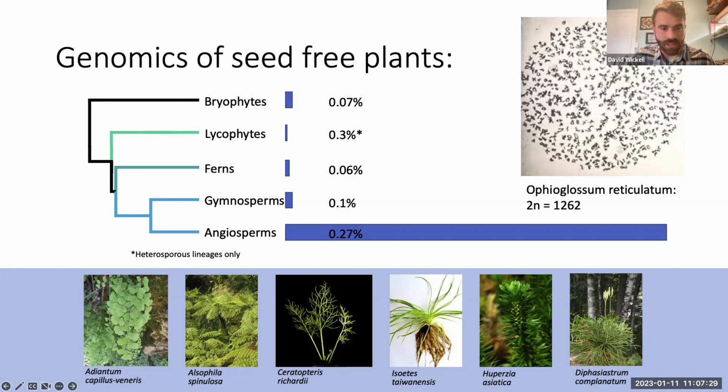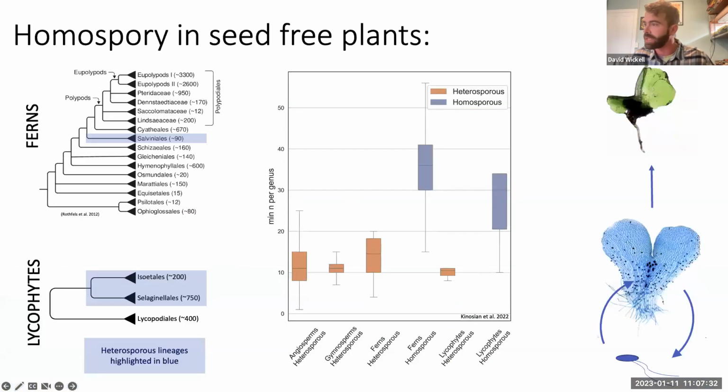So I just used a couple of words that I didn't bother to explain, homosporous and heterosporous. I acknowledge that we are not all plant people, so I'm just going to take a moment. If you were confused by that, this slide is for you. So in contrast to seed plants, right, seed plants being gymnosperms and angiosperms and flowering plants that are all heterosporous, seed-free plants can be broadly divided into homosporous and heterosporous groups.